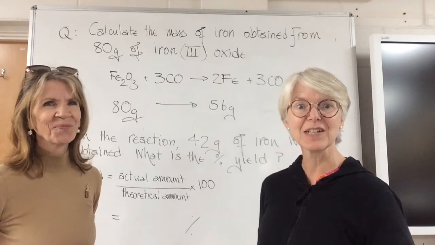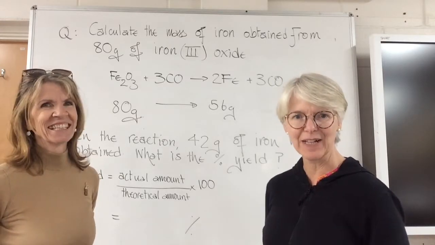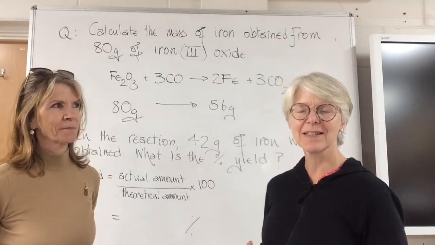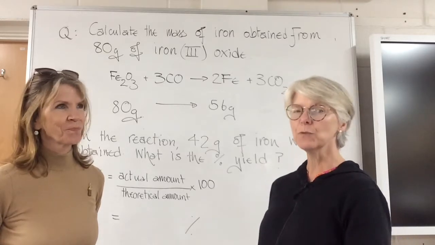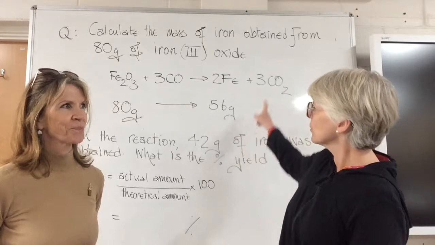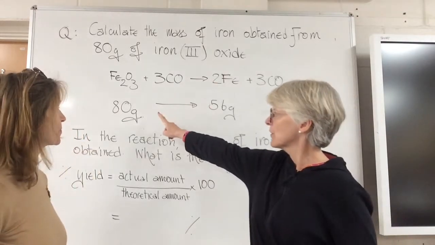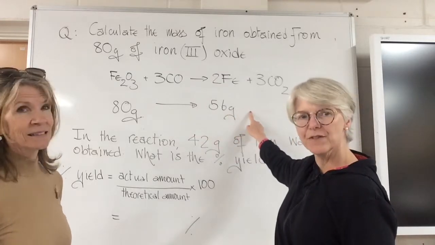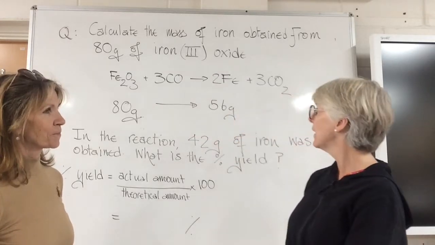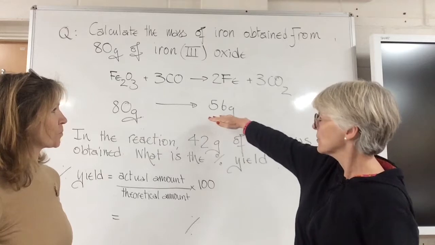Now, this is the trilogy, the last in the series of our calculations in this section. And we're going to look at percentage yield. You'll remember that in the last vlog, we worked out that if you were given 80 grams of iron 3 oxide, you could make 56 grams of iron. That's a typical question. You got up to there.